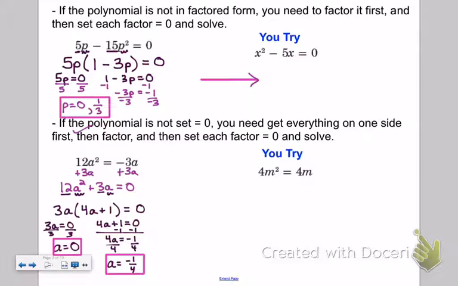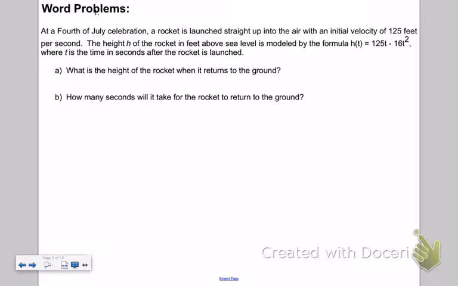Go ahead and do the U-try, remembering that you have to get 0 on one side first and then factor. Let's take a look at word problems. I know they seem very scary, but in reality, it's just the same as what we just did.